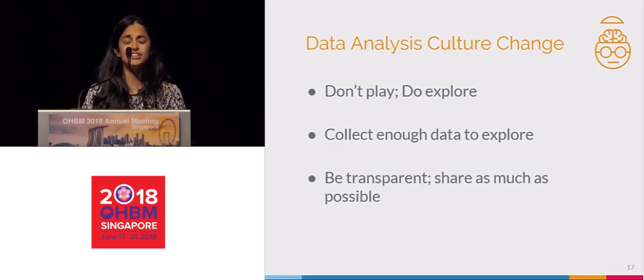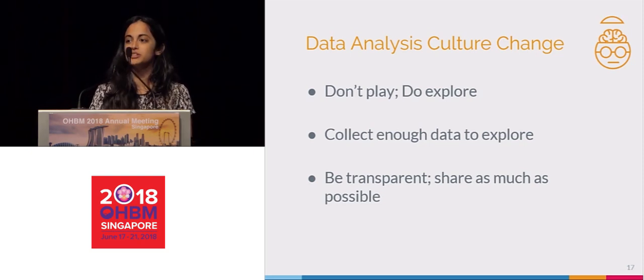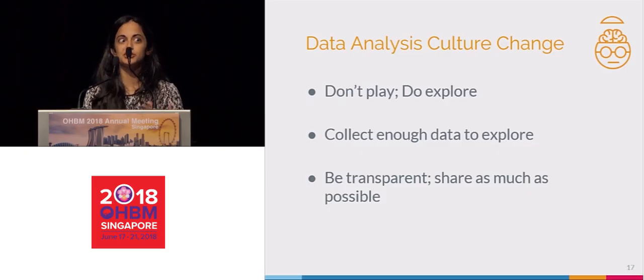But also, I think in general, we need to be more transparent and share as much data as possible. I know some of you are working with PHI data, but it's really important to be as transparent as you can, especially when it comes to these sorts of decisions.